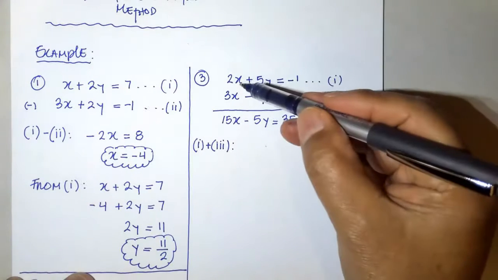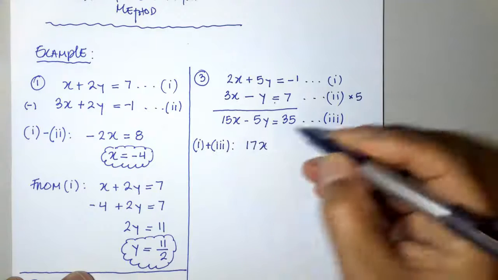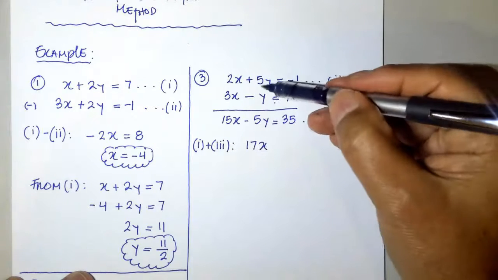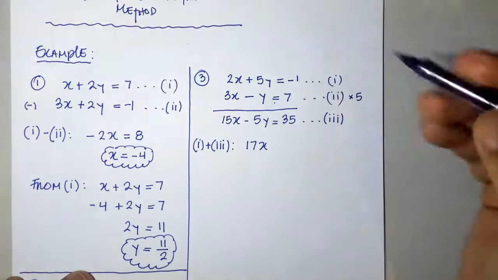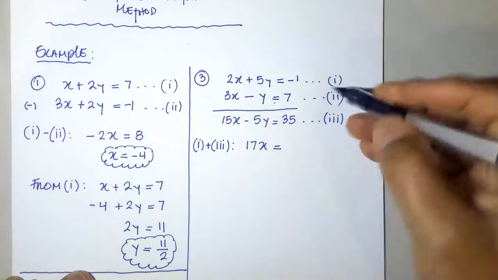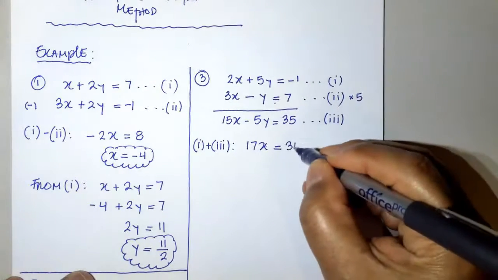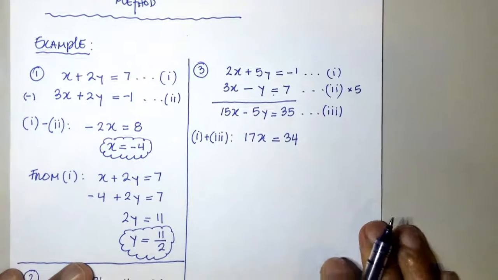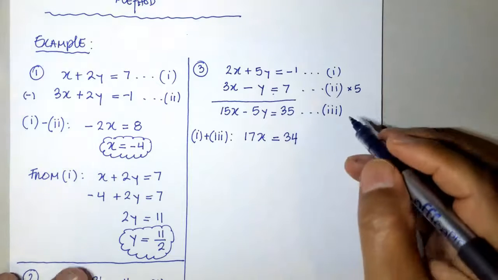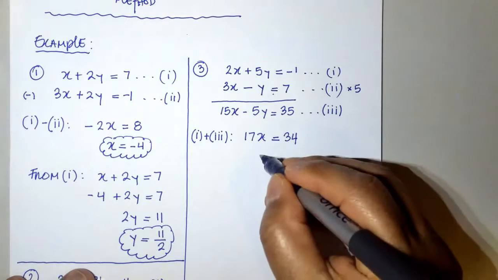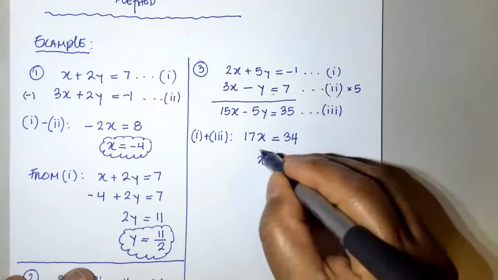And here we go. So we're going to have 2x plus 15, so we're going to have 17x. The y, they cancel each other. We got 5y minus 5y, so when you put them together, the answer is 0. And on the other side, we're going to have -1 plus 35, so it's going to be 34. And then we divide 34 by 17. Okay, so the answer is going to be 2. So 34 divided by 17 is just 2.